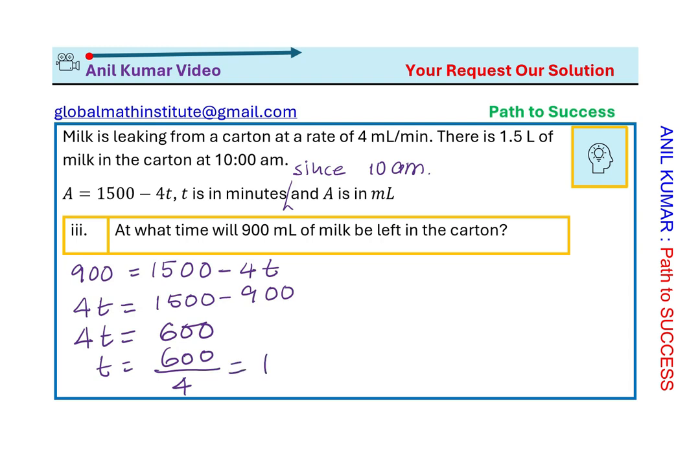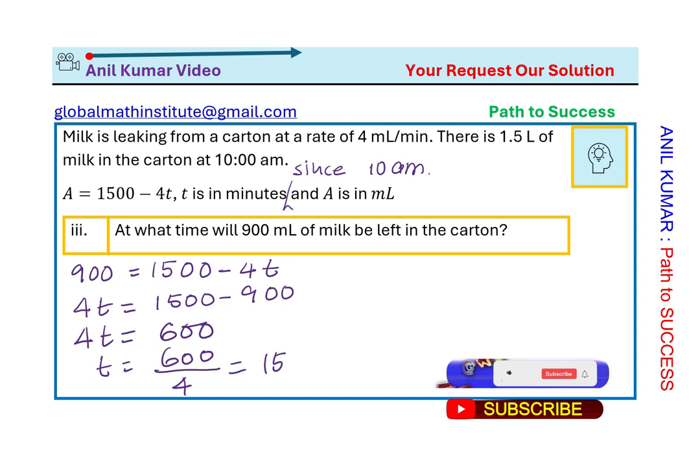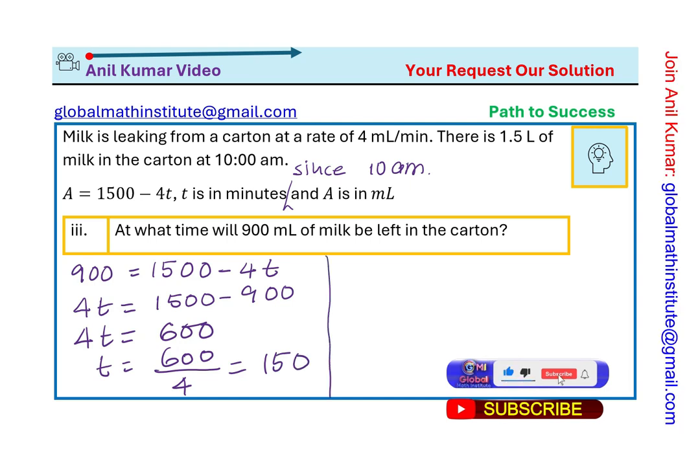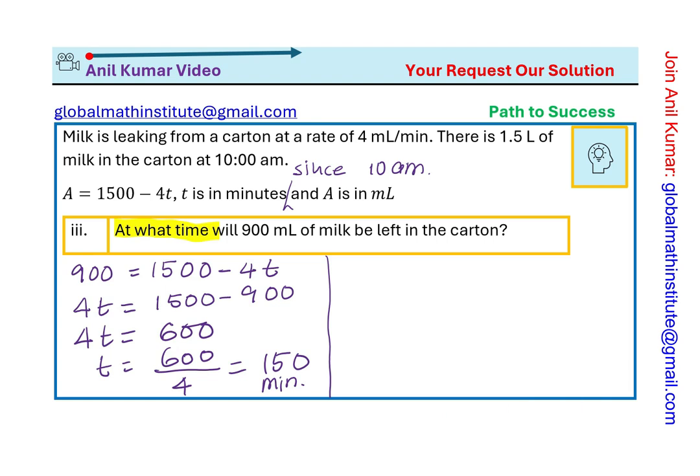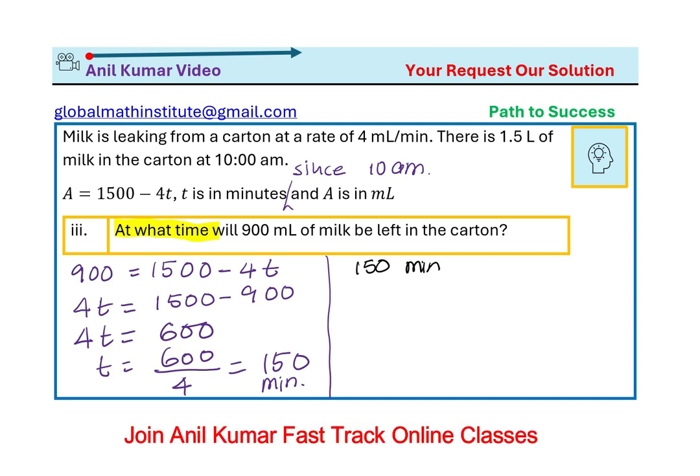4 times 150 is 600. So it is 150 minutes. The question here is at what time, right? So beginning from 10 a.m., we have to add 150 minutes. So 150 minutes in hours you need to convert. So let's do that. 150 minutes is divided by 60, right? So 150 can be written as 120, which is 2 hours plus 30 minutes. Means 2.5 hours. Makes sense?